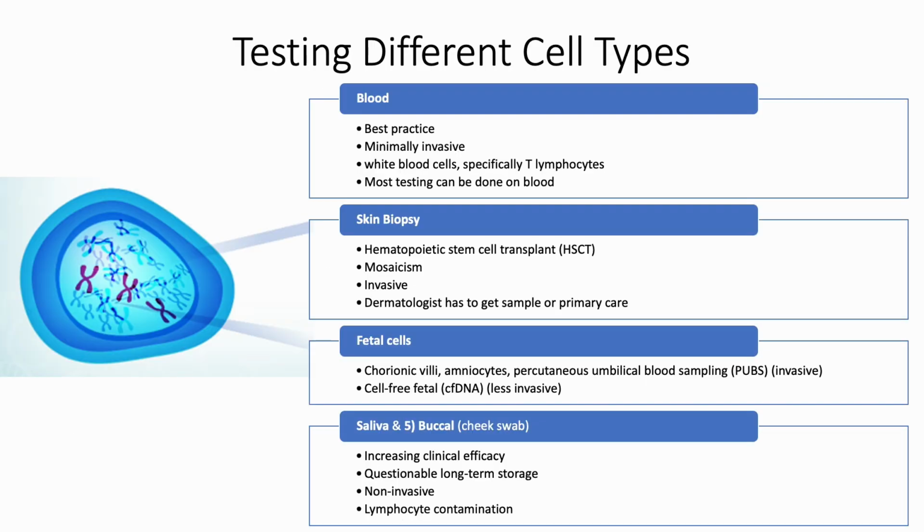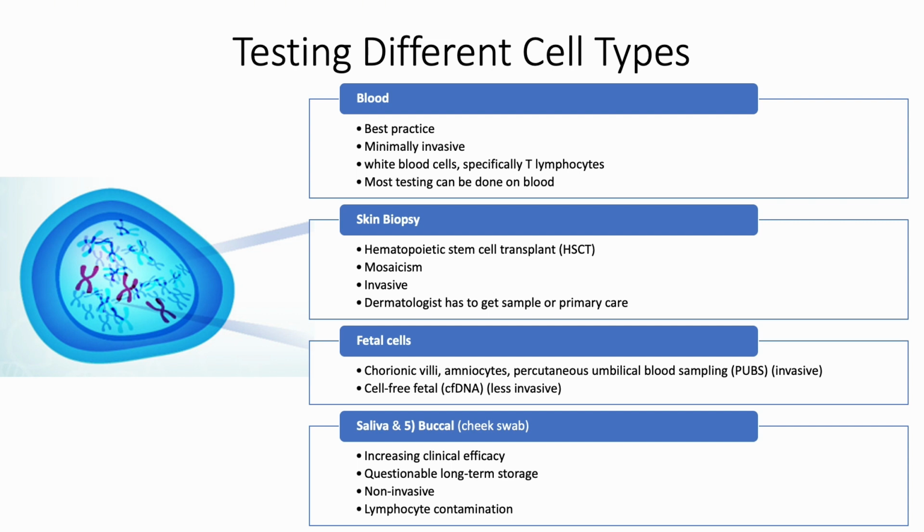When it comes to genetic testing, one important decision is which type of cell sample we'll use. Different types of testing may require different cell sources, and each one has its own advantages. In most cases, we can use blood to do genetic testing. This is because white blood cells, particularly T lymphocytes, give us enough DNA to work with, and it's minimally invasive, meaning it's easy to collect without causing much discomfort. Most of the time, a simple blood draw is all we need.